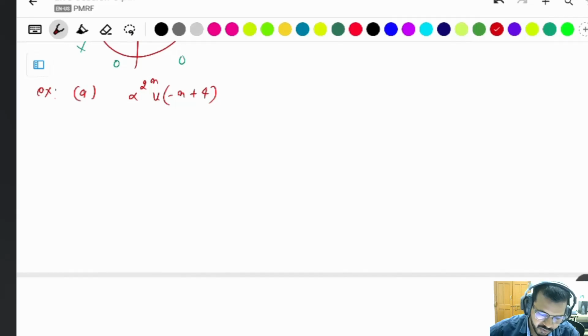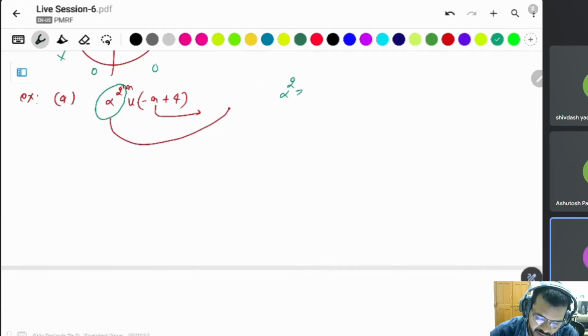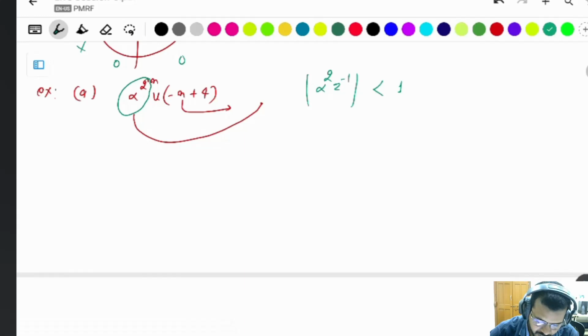In this case, the same thing you can write like this. This will be negative. It means this will be less than something. Then what is the function? This function is alpha power 2n, that is alpha square. Before the n, you can take alpha square into z inverse. It should be lesser than 1 because this will be a negative.